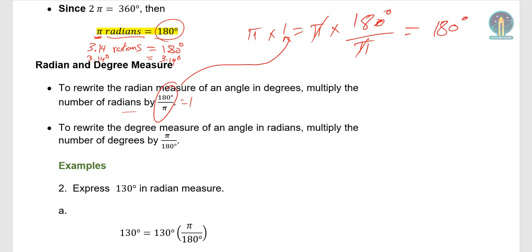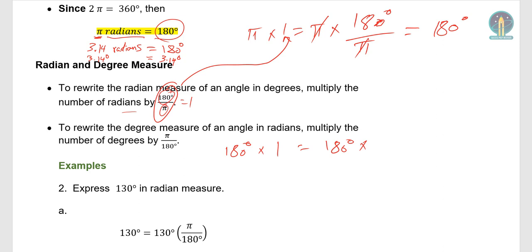To rewrite the degree measure of an angle in radians, multiply the number of degrees by pi over 180. So keep the degrees down so you can cancel. Again, let's say we have an angle of 180 degrees, times 1 is just 180 degrees. But I'm going to rewrite the 1 as the inverse of this, and it's still 1, because these two are the same thing. Again, pi radians is equal to 180 degrees.